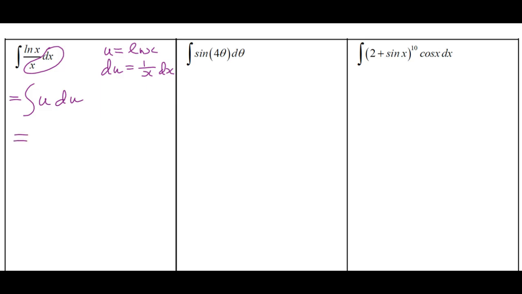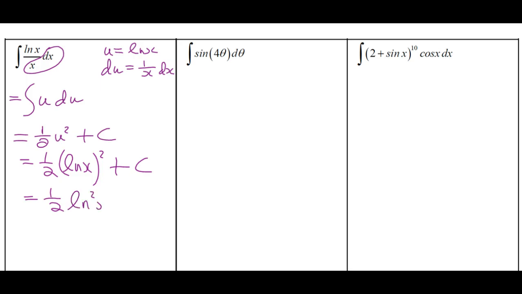What's the integral of u? U squared. Yeah, with a half in front and a c on the end. All right, but it's not about u. So 1 half ln x squared plus c, and I suppose you could write it as 1 half ln squared x plus c.